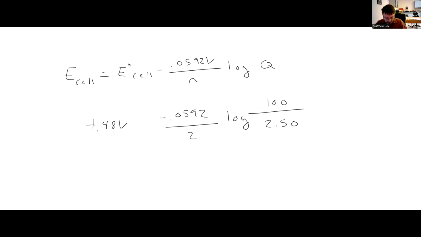So negative 0.0296 volts times negative 1.398. We're going to get 0.48 volts plus 0.04 volts, and then our answer should be 0.52 volts, which is right there, answer C.